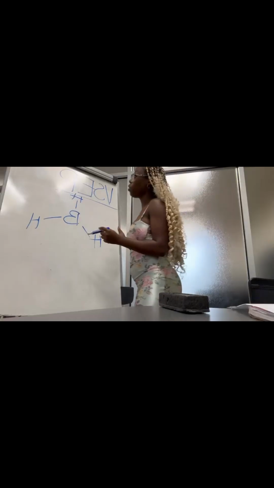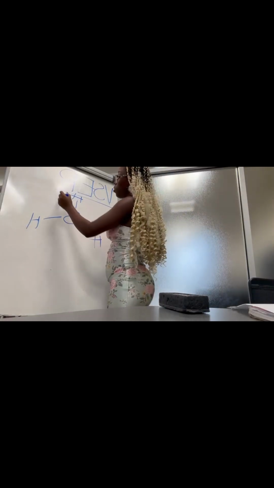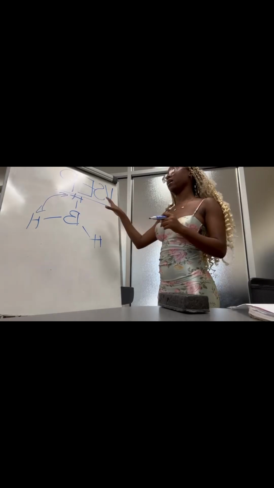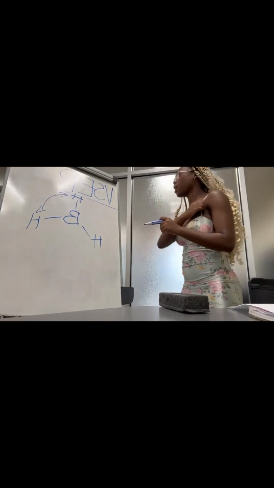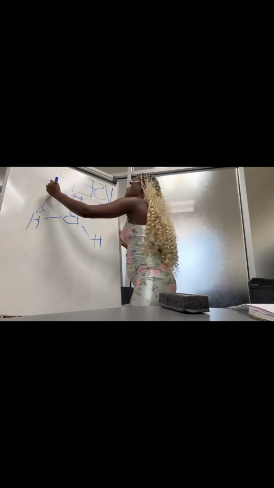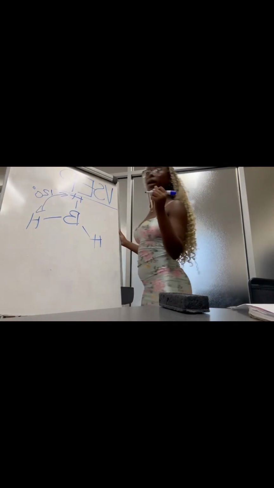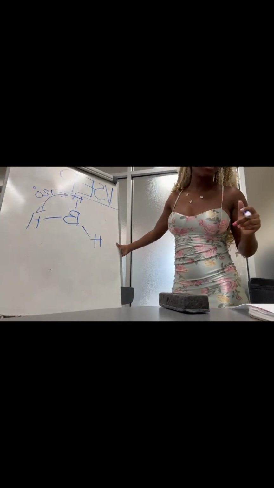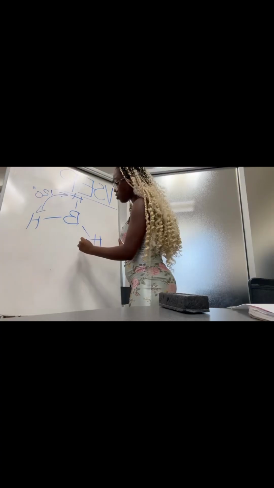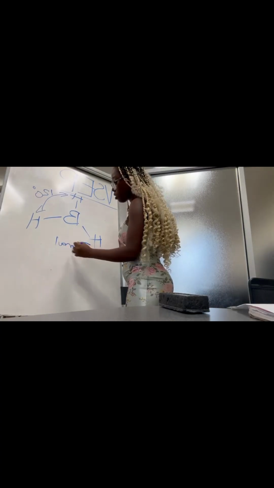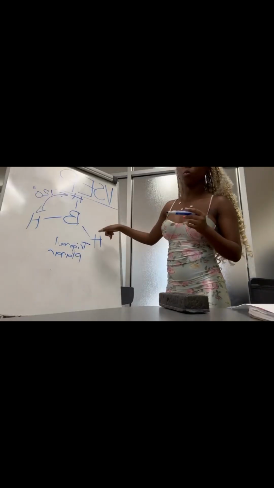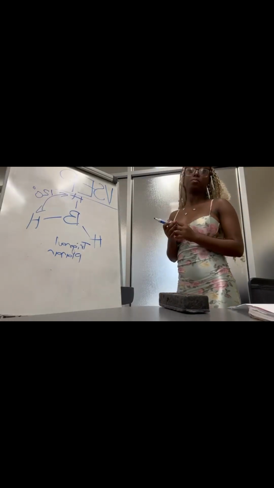To figure out the shape, you look at what direction the bonds are going in and what the degree of it is. The degree of this is 120 degrees right now. That will make it trigonal planar. I'm not that great at saying it, but that's how you know what shape it would be.